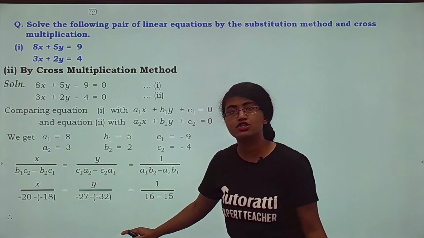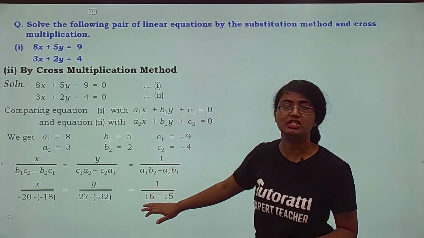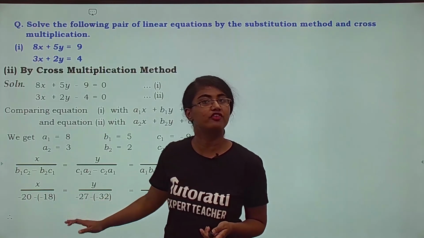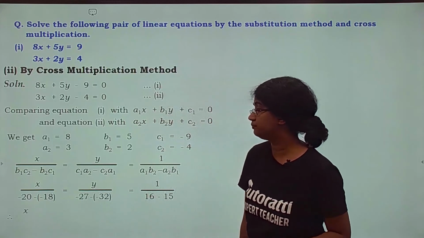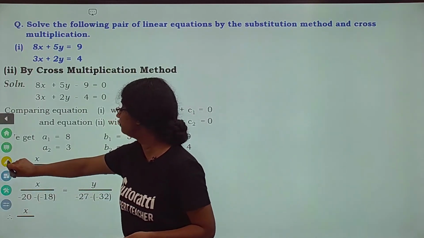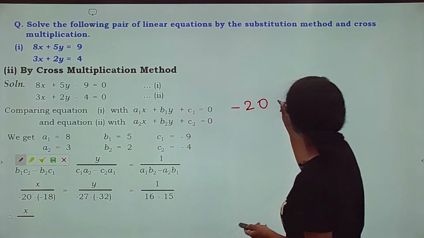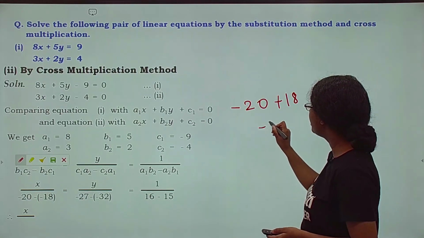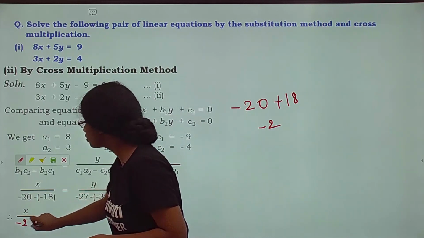Now the steps that follow are just simplification. Okay, so the cross multiplication method basically ends here. Now we just have to obtain the value by simplification of the denominator. Let's go ahead with it now. Minus 20 upon minus of minus 18. Now you tell me, minus 20 minus minus is plus 18. Minus 20 plus 18 will be what? Minus 2. So in the denominator of x we get minus 2.